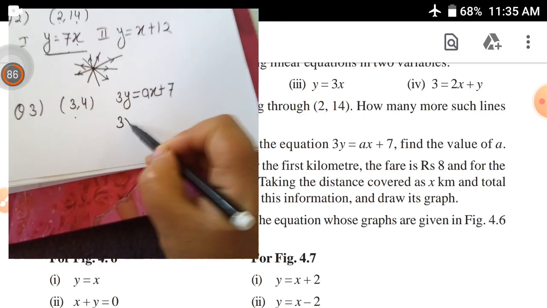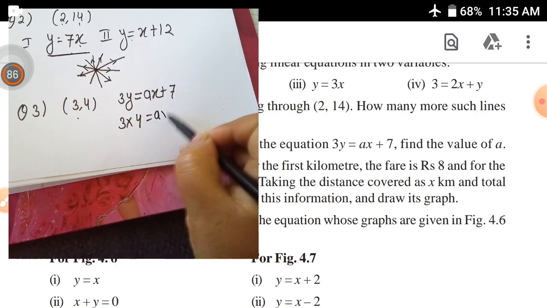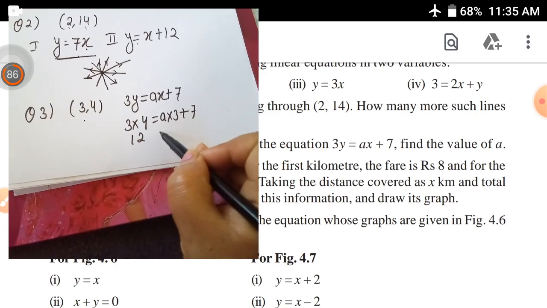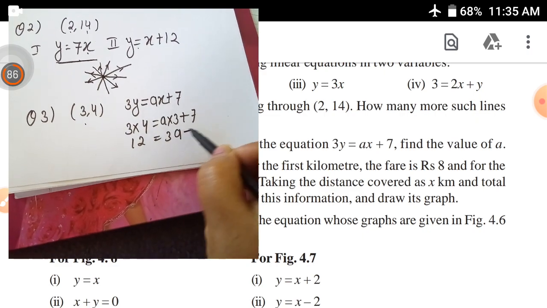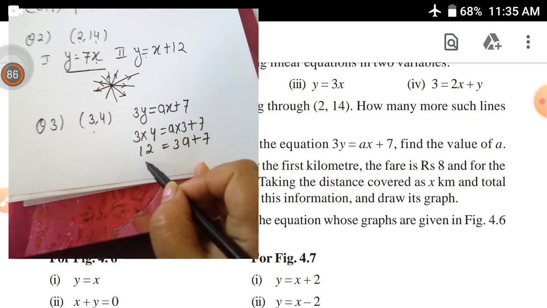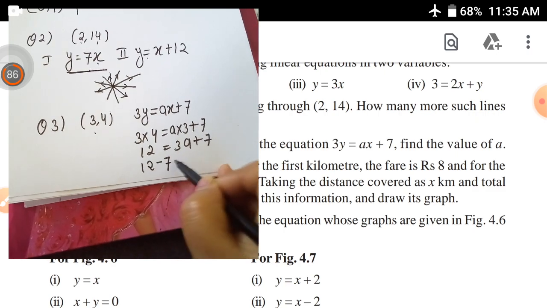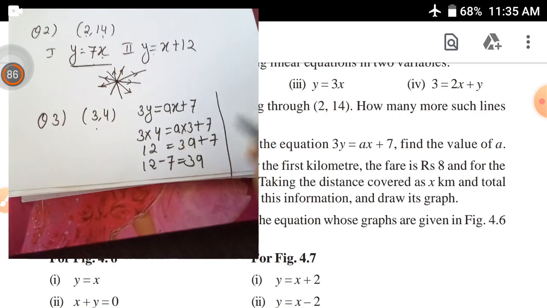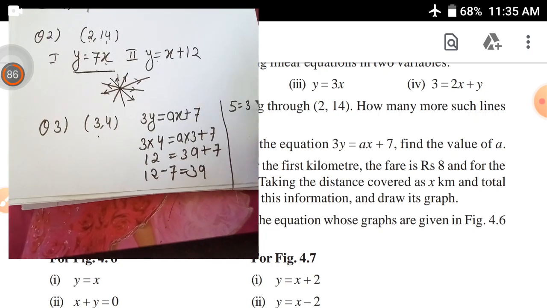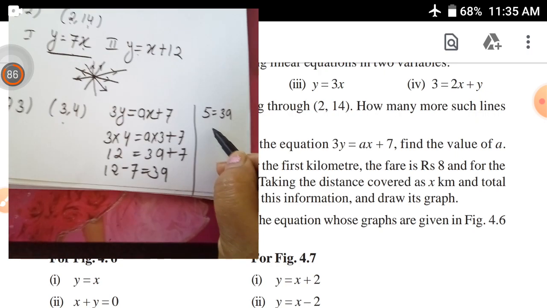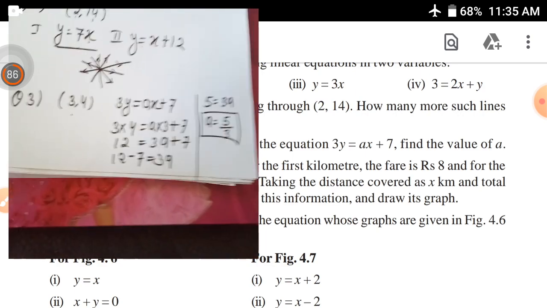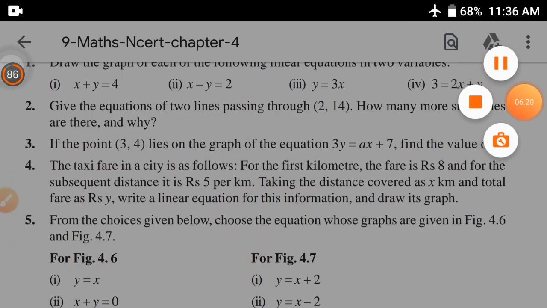See, 3 into 4 is equal to a into 3 plus 7. 4 threes are 12, is equal to 3a plus 7. Then 12 minus 7 equals 3a. Now you can see that 5 is equal to 3a. Hence a is equal to 5 upon 3. So this is the value of a. Now move to the next question.